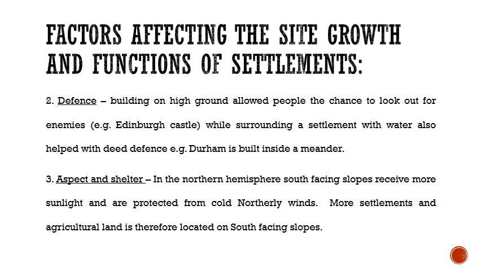Number 3, aspect and shelter. In the northern hemisphere, south facing slopes receive more sunlight and are protected from cold northerly winds. More settlements and agricultural land are therefore located on south facing slopes.